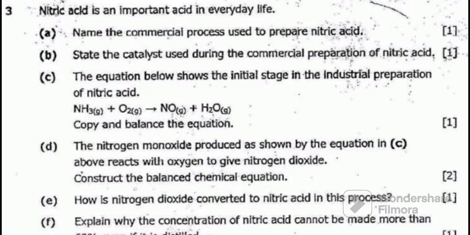The two gases, which are the ammonia gas and oxygen gas, are passed over a platinum rhodium catalyst at the temperature of 900 degrees Celsius, and at a pressure of 8 atmospheric pressure. It is also important to note that this process is an exothermic process.